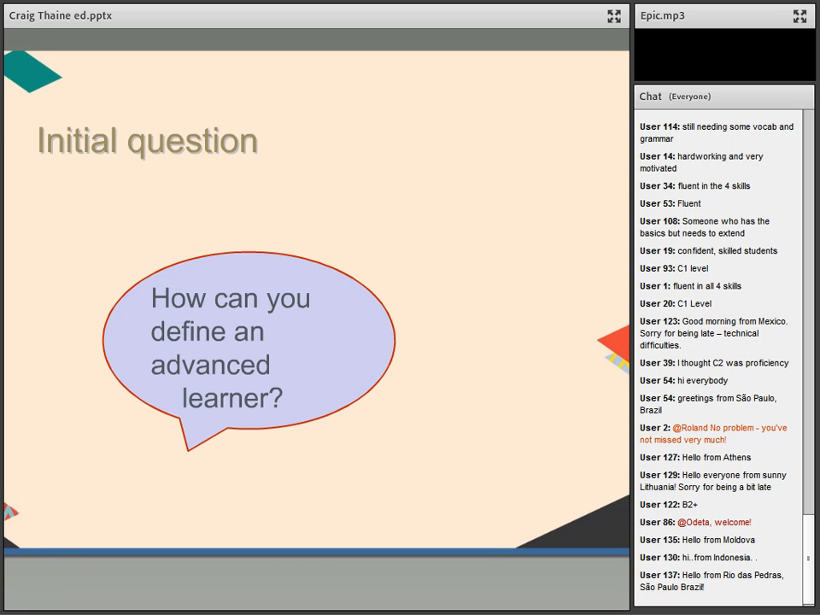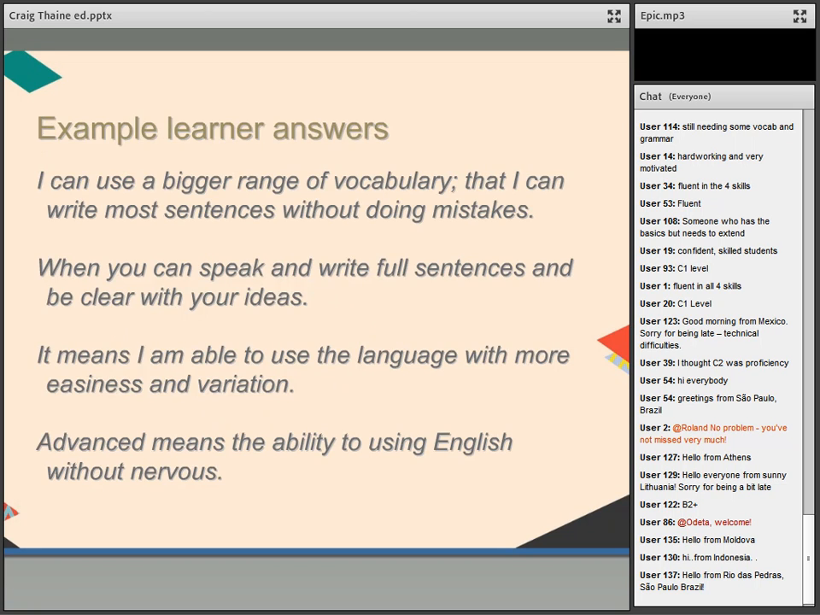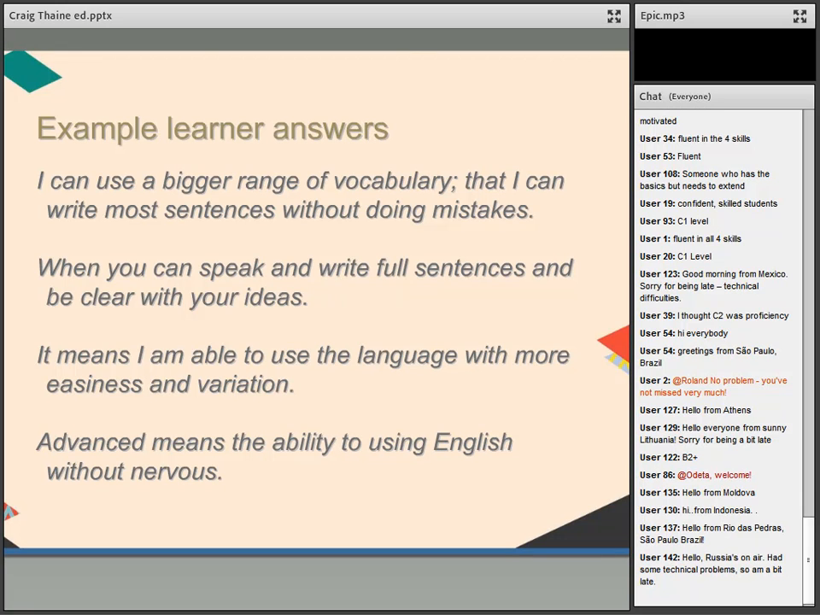So the initial question: how can you define an advanced learner? Here are some answers that the learners themselves provided. The first comment is about range and also accuracy, not making mistakes. The second comment is this idea of being able to use language in a more complete and complex way and being clear with ideas. The third example means that learners are able to express themselves with a degree of ease, and that there's a certain amount of variety in the language that they use. And the other one is to do with this idea of confidence, not feeling nervous about speaking English.